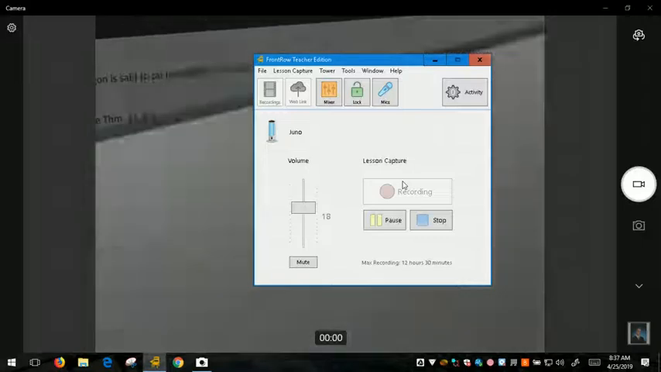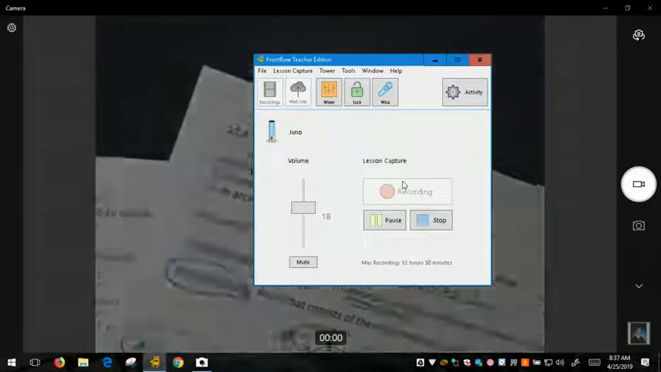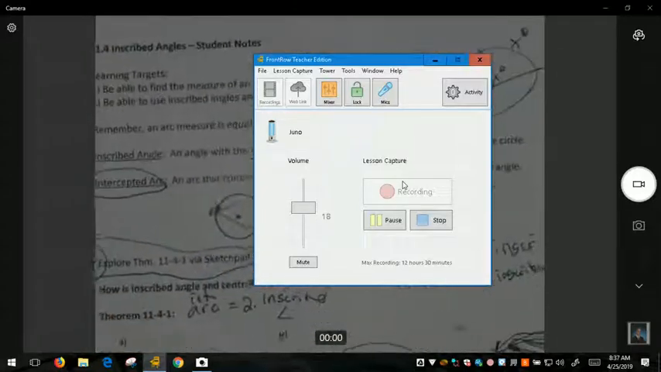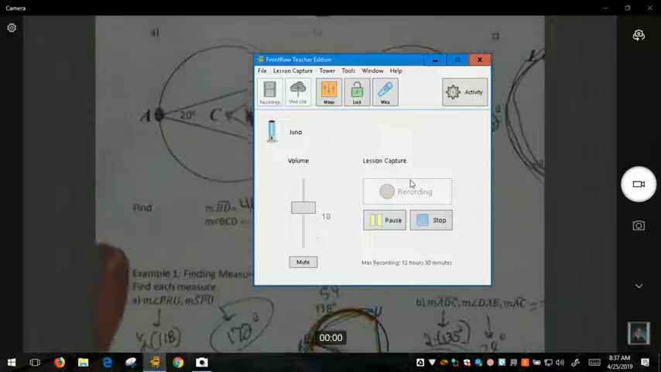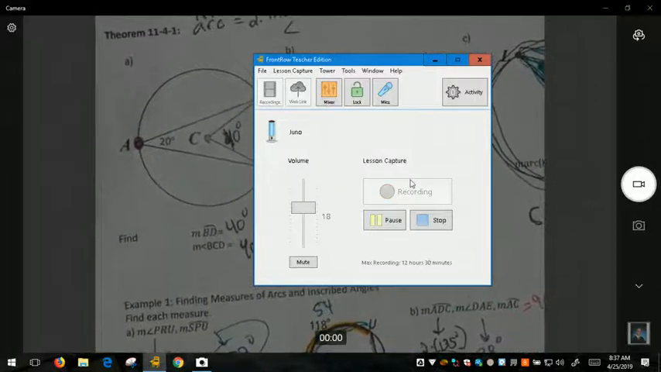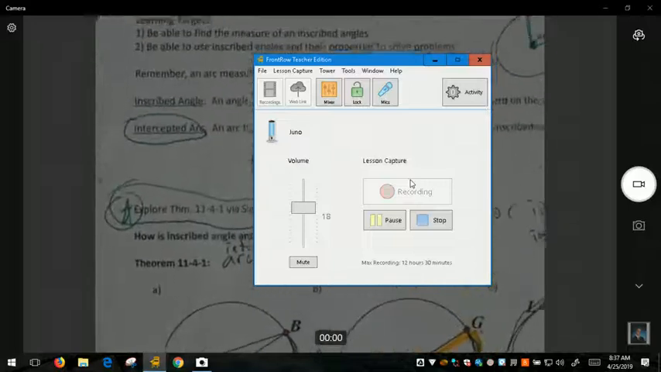This concludes example 1 and the introduction to the 11.4 notes.